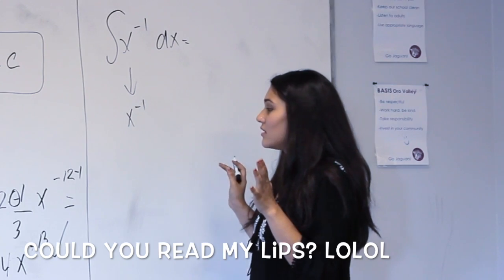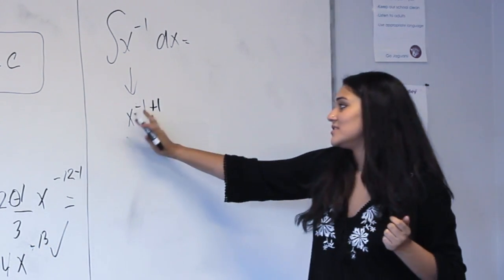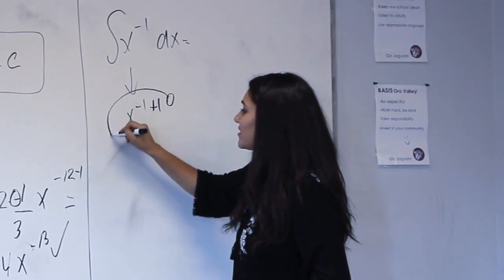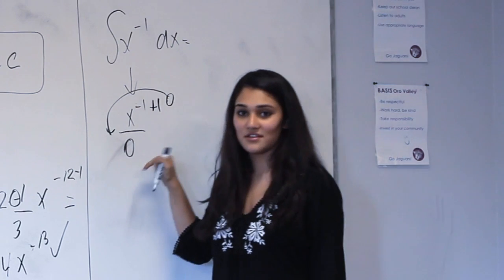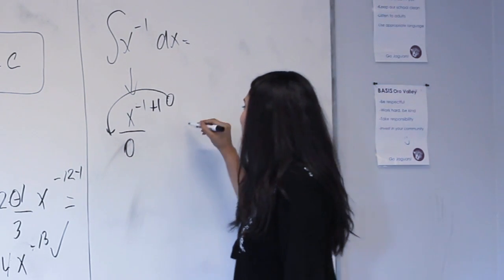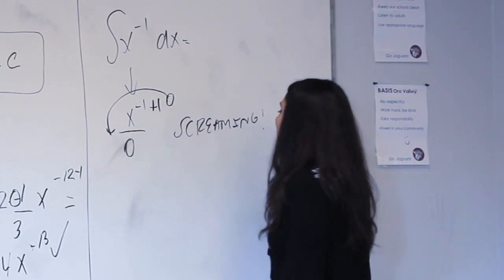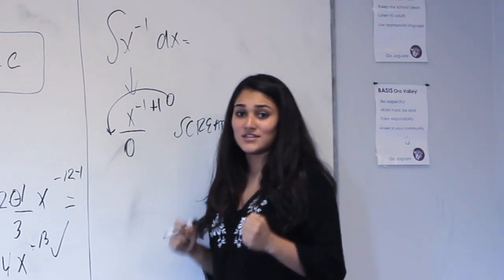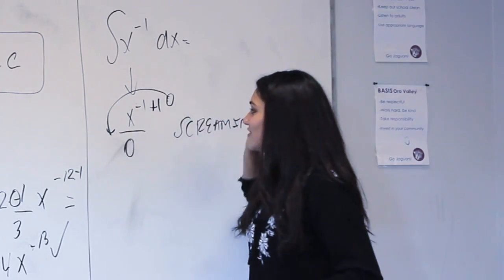Okay, so we're going to add 1 to get 0, and you bring it down to divide by 0. Wait, you guys should be screaming right now because that's not a thing. That's really not a thing. This is not okay, because you cannot divide by 0. That is undefined. Bad juju. Stop. No, that's bad. That's the sign of the devil.